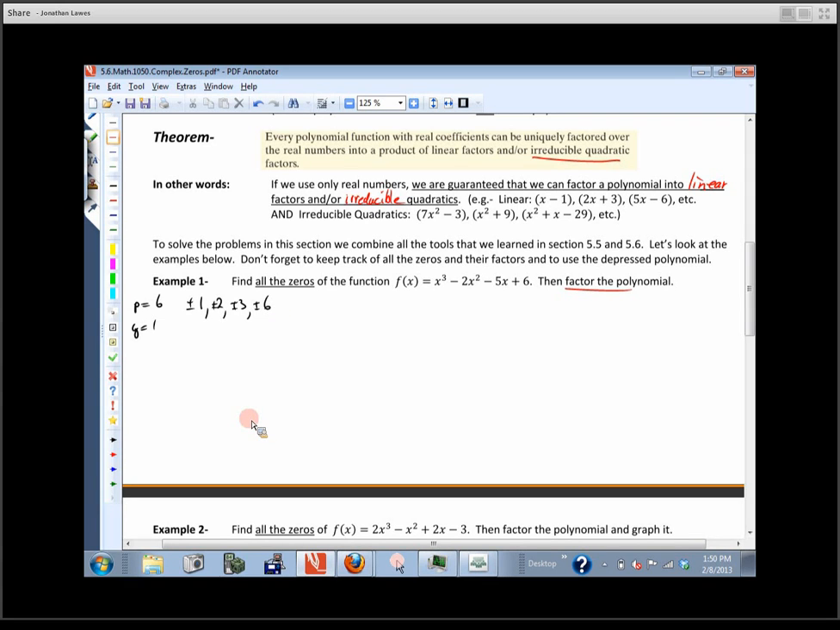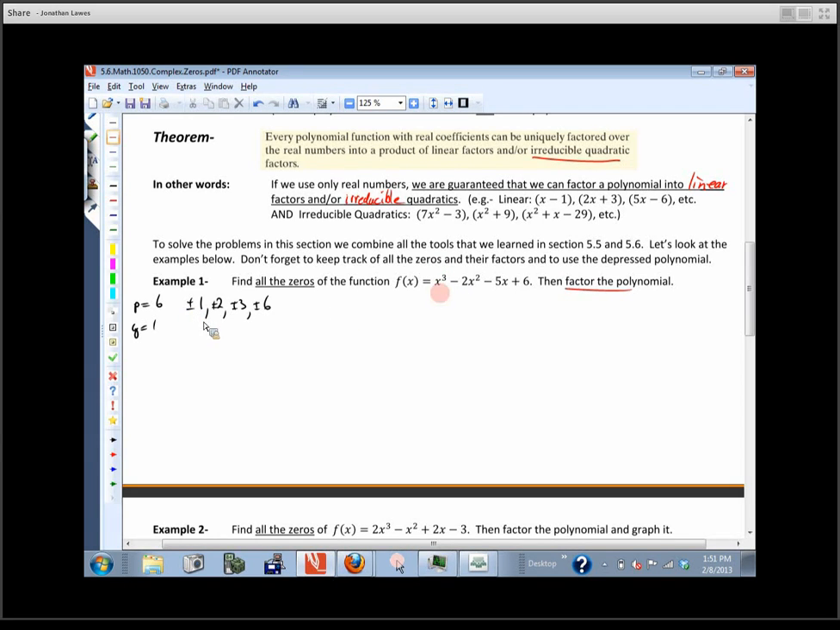1, 2, 3, and 6 are factors of 6. The only factors of 1 are 1. So if you do 1 over 1, 2 over 1, 3 over 1, 6 over 1, there's my list. Okay, these are the possible rational zeros. I need to make sure I find them all. Whether they're real or imaginary doesn't make any difference. And we're guaranteed we're going to be able to do that using this theorem here. Now, how many am I looking for? I'm looking for 3. Okay? All right, so let's check and see.